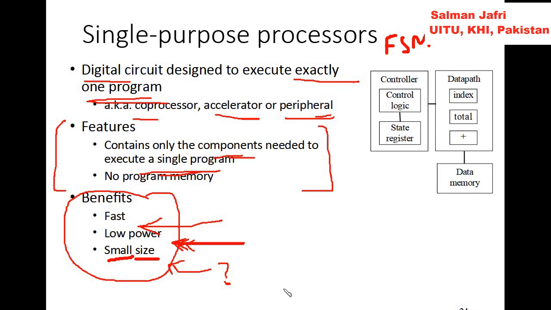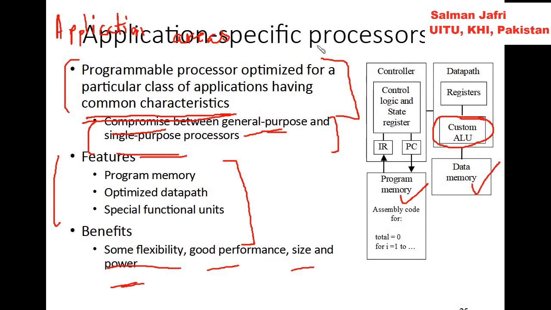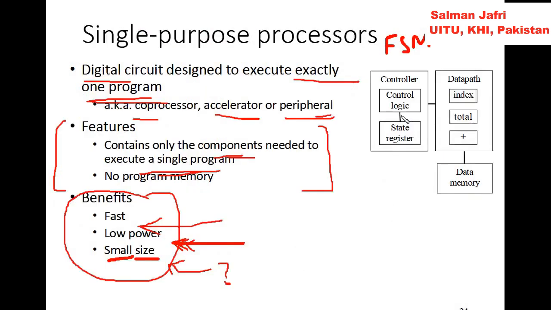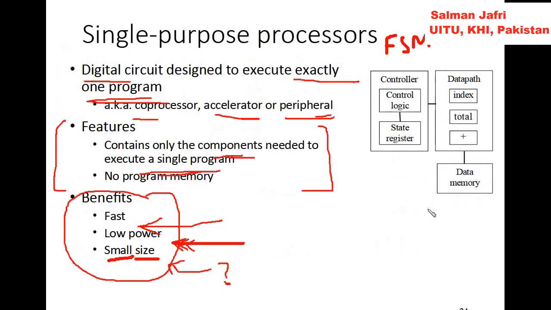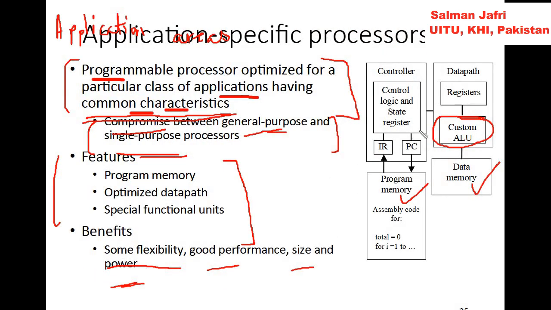Now look at what are called application specific processors. Application specific processors are also called ASIPs, application specific instruction set processors. So both terms are equivalent. They are programmable processors optimized for a particular class of applications having common characteristics. Like in this diagram, which is very similar to the diagram of the general purpose processor, as we can see. So application specific processors are quite similar to general purpose processors, but they have certain distinguishing characteristics.